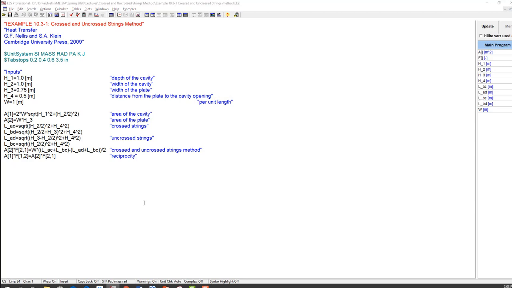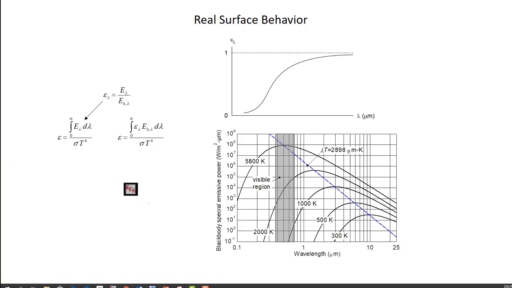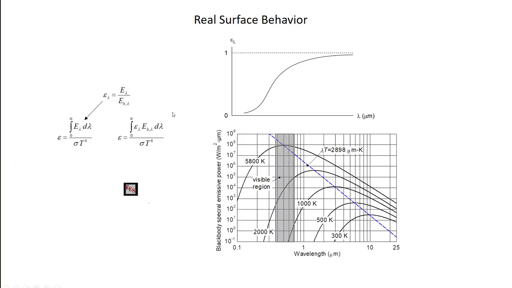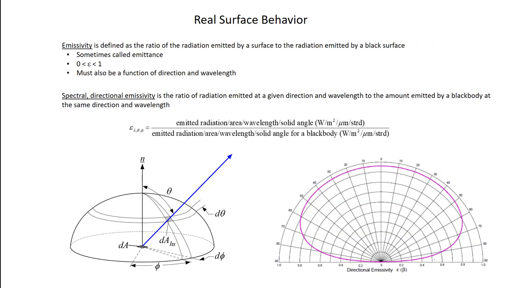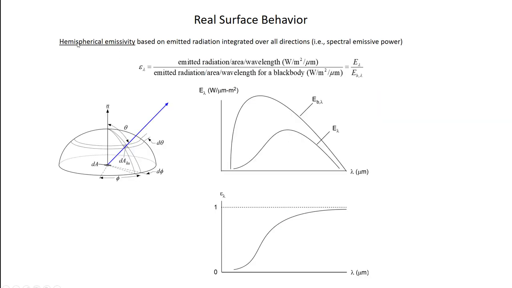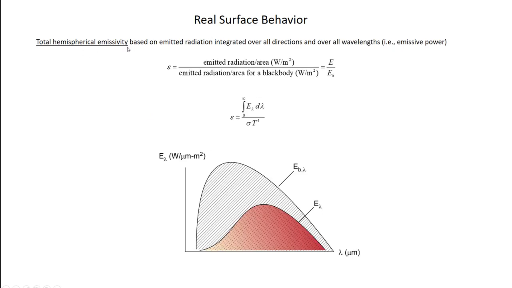All right, let's go back here. So that's everything from, if you go all the way to the one edge, we have this spectral directional emissivity. If I integrate that over all directions, then I get what's called the hemispherical emissivity. So now I'm only a function of wavelength. If I integrate over all wavelengths, I get total hemispherical emissivity, right? So now I'm only a function of temperature.